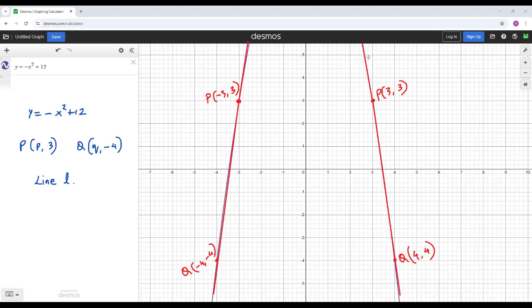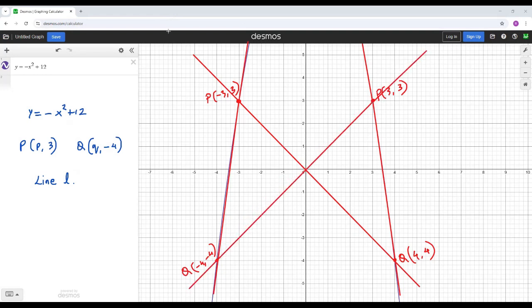Okay, so far I got 2 possible graphs for line L, and also I can connect the point P over here and Q over here, or point P over here and Q over here, because the graph of this equation and line L intersect at the points P and Q. Now let me connect P and Q over here. Let me finish drawing. And also I can draw the line through the points P and Q over here. Using the given information, I can get 4 possible graphs for line L.